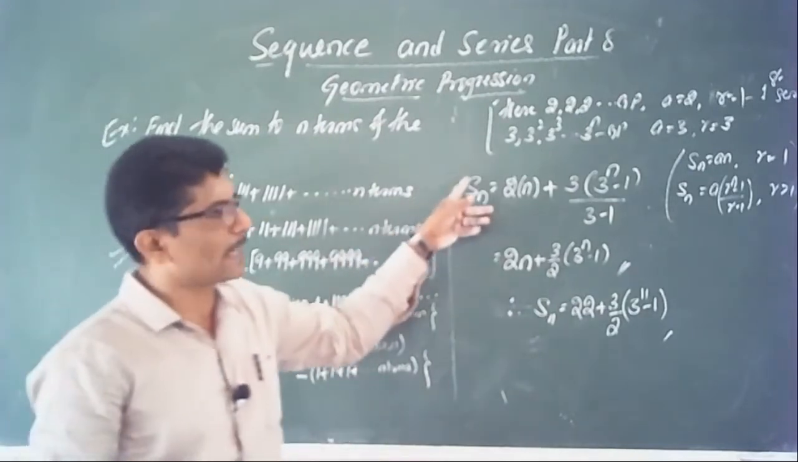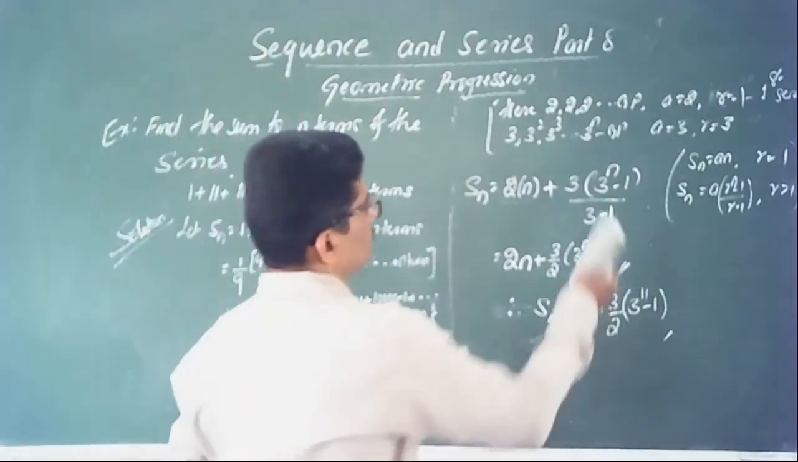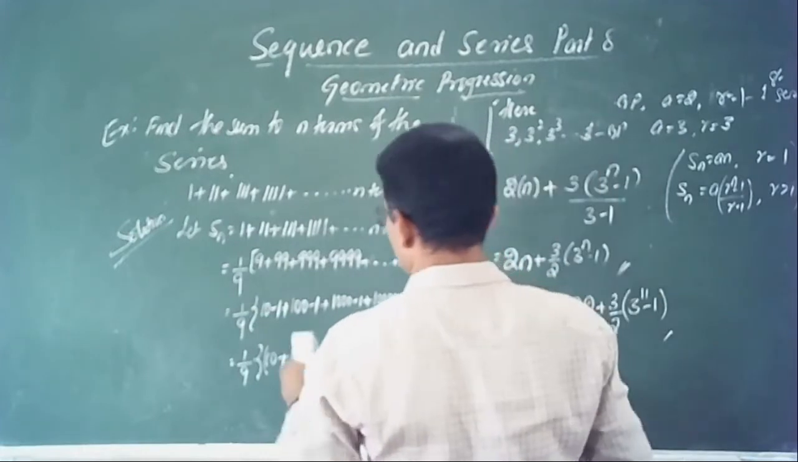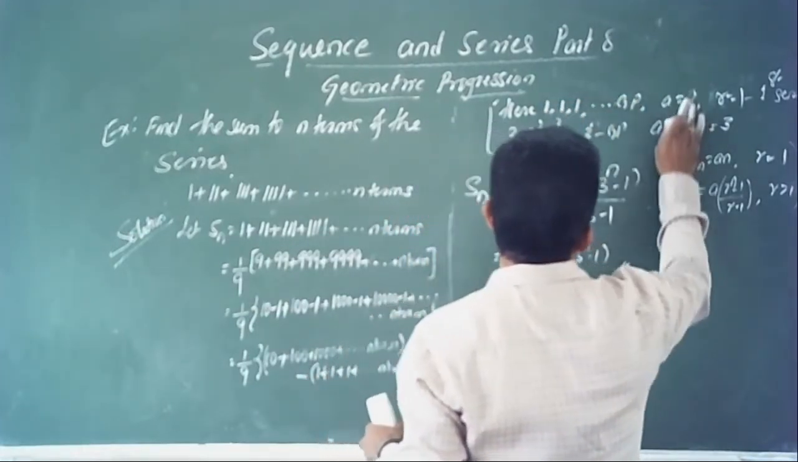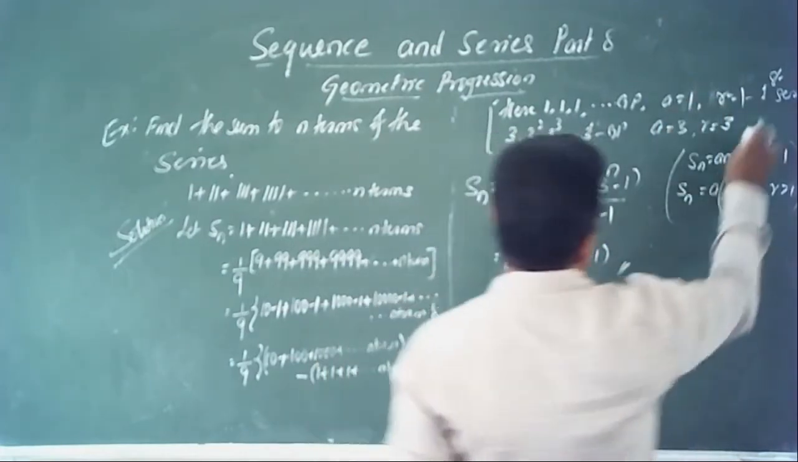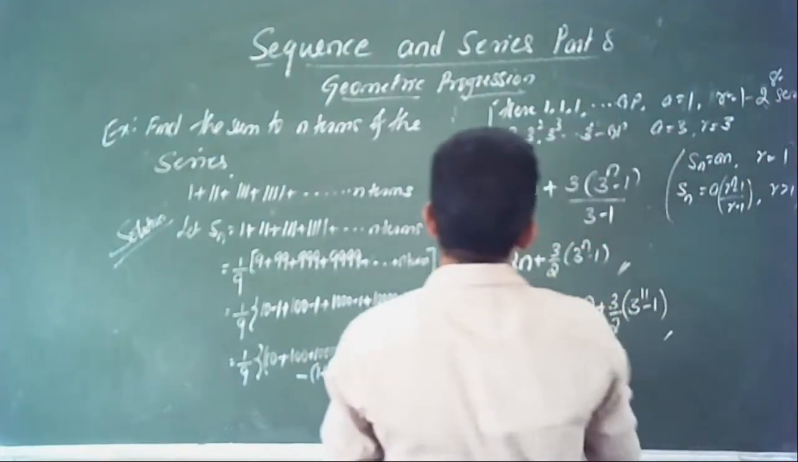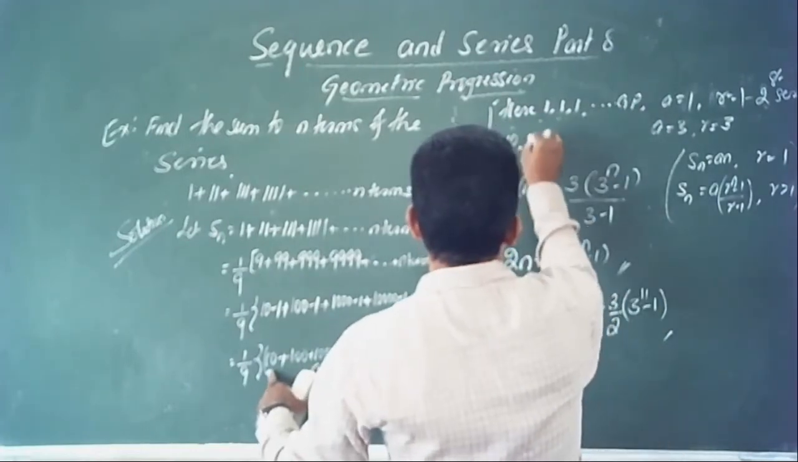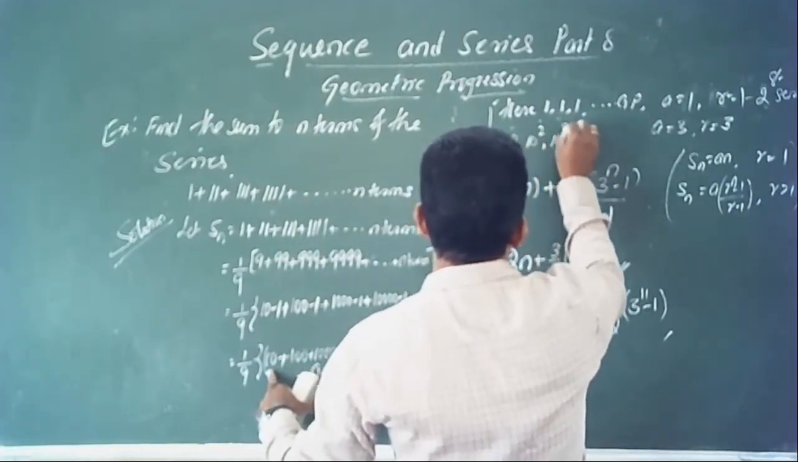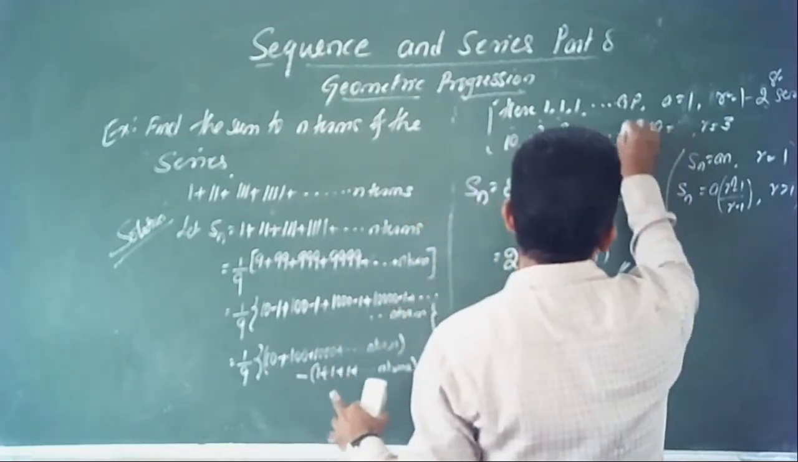Similar type problems, here you know that. This value is 1, 1, 1. These are in GP, A equal to 1, R equal to 1. The second series: the first term 10, 100 is 10 square, 1000 is 10 cube. These are in GP.